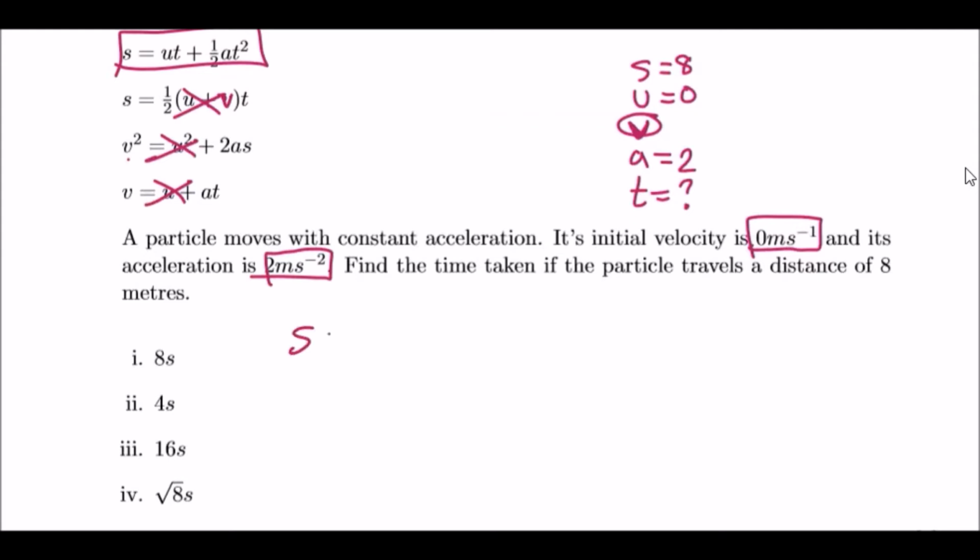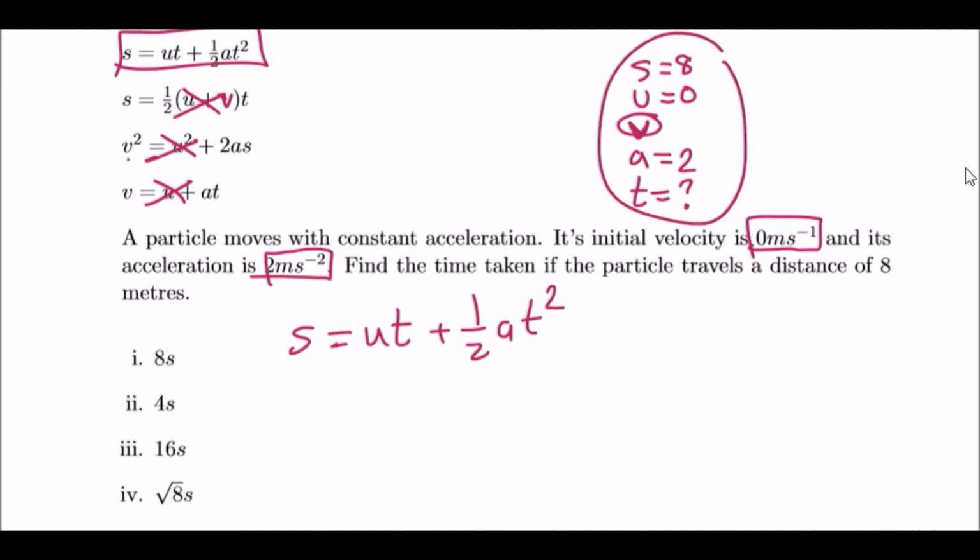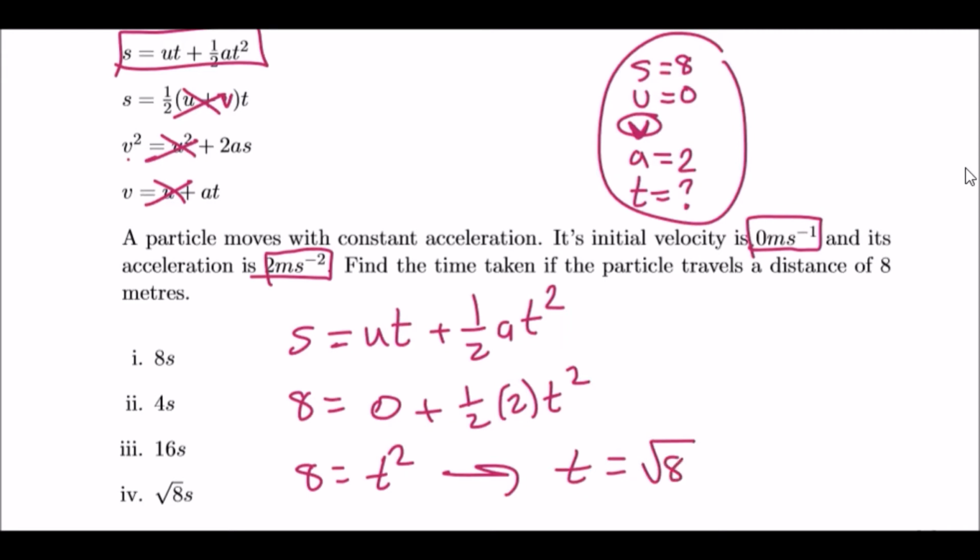So we're going to have S equals UT plus half AT squared. Now plugging in all your values over here. So S is 8, U is 0, so 0 times T is of course 0, plus half, A is 2, and T, well, we're trying to find that, so T squared. Now tidying this up, the zero is gone, so we've got half times 2 is just 1, 1 times T squared is T squared, and lastly, square rooting to find T will give us root 8 seconds. So the time was root 8 seconds. So the answer is this. Nice.